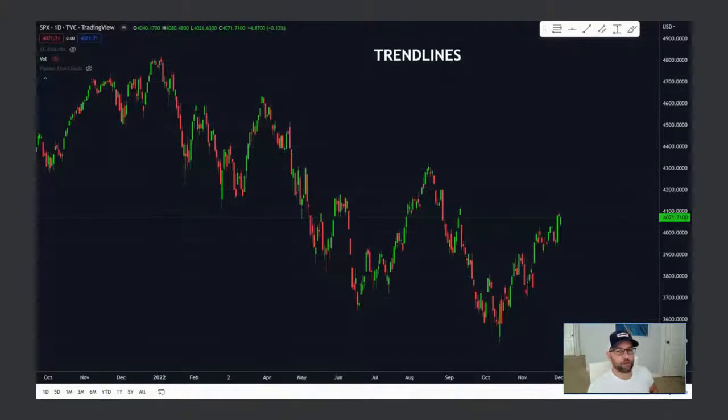Trend lines is one of the most important topics when trading. And the reason why is you're going to use a trend line to manage your risk and enter trades. So what I have here is a simple horizontal. And you can notice we have a downtrend here.